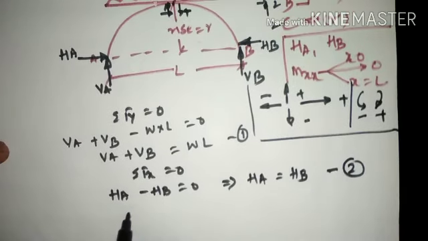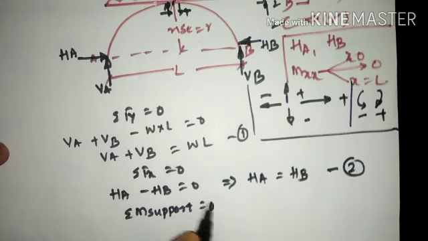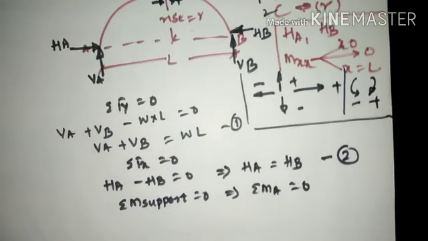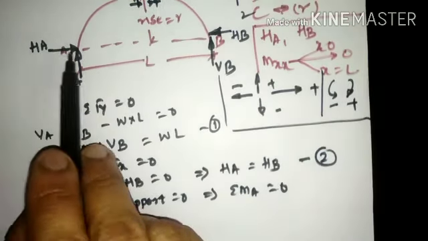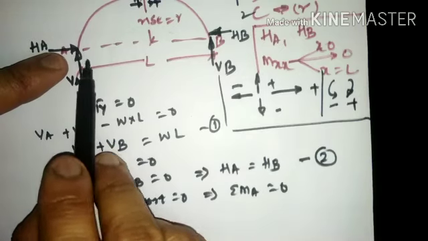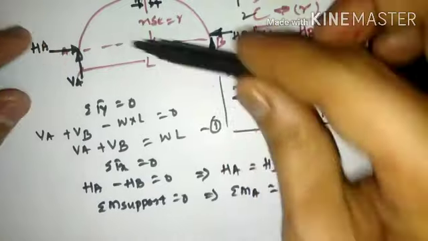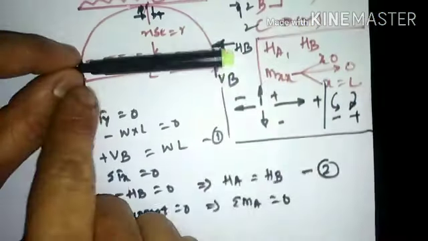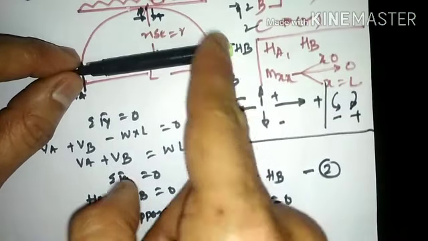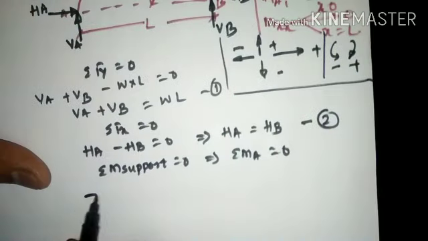Next we need to consider moment with respect to the support is equal to 0. So here we shall consider moment with respect to A is equal to 0. With reference to A, VB shall rotate in anti-clockwise direction. If we consider A at this end and VB acting here, VB shall rotate the arch in anti-clockwise direction. So minus VB into L.